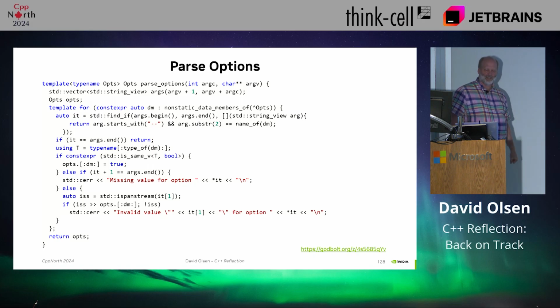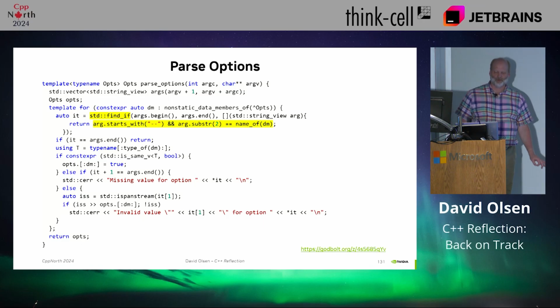Now back to the very beginning of this talk, where I hopefully piqued your interest with this magical parse options function. This is how the magic works. The type that holds all the configuration options is specified as an explicit template parameter. Iterate over all the static data members of that class. Search through all the command line arguments, looking for one that matches the name of the static data member with a double dash in front.